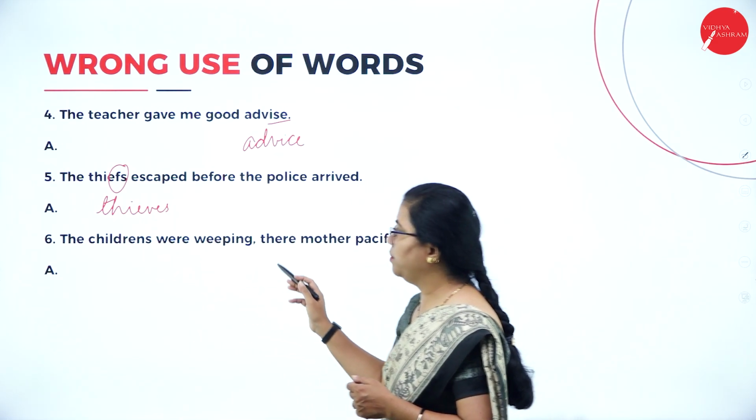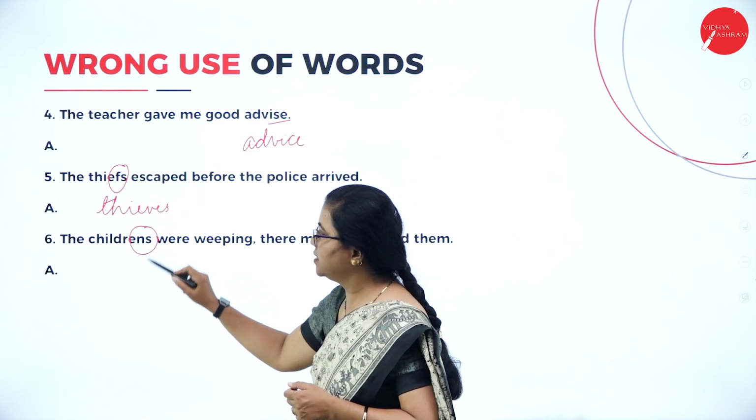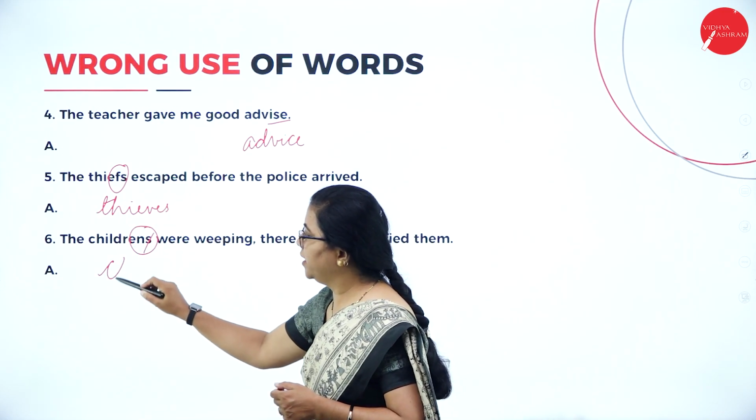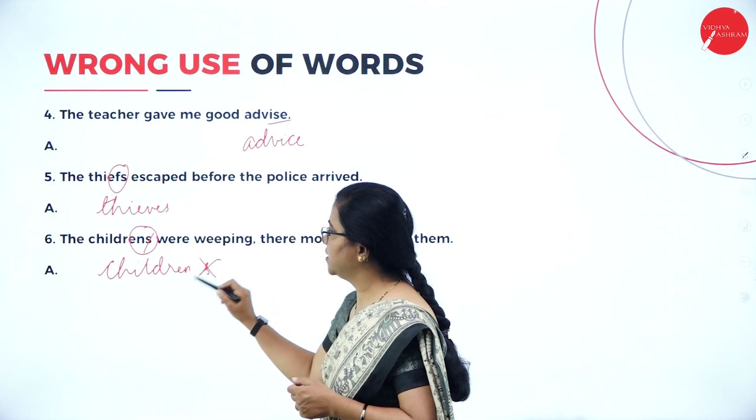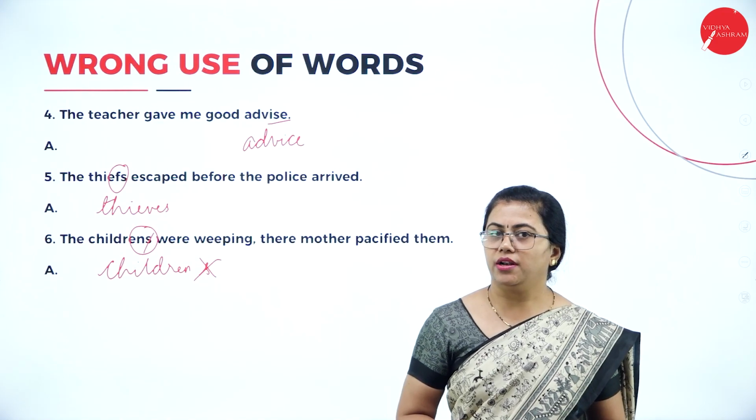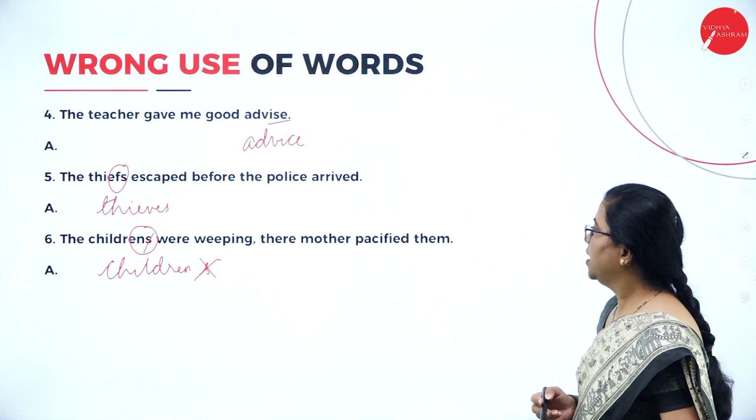The childrens were weeping. Here only we got to know childrens, there is no plural at all. For child it is children. Children itself is plural, so no need of S again. Okay, so children were weeping, their mother pacified them.